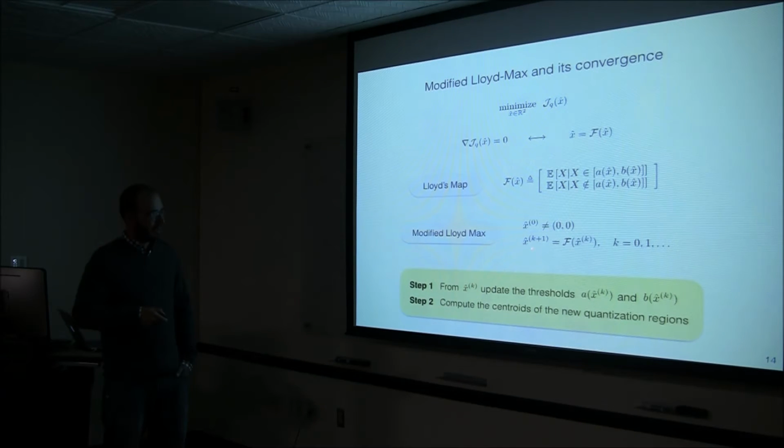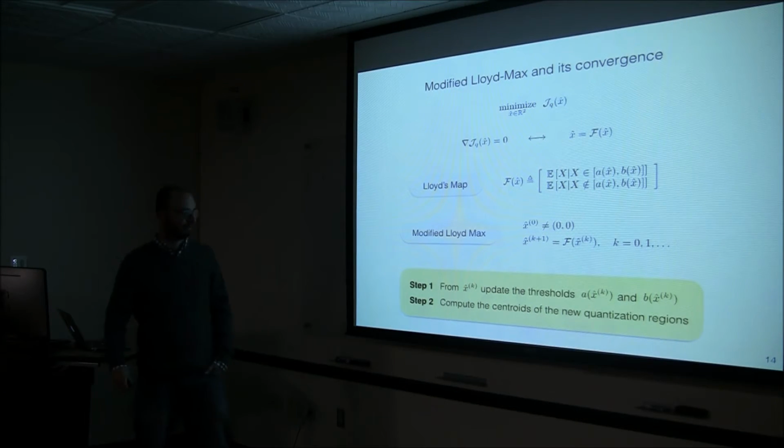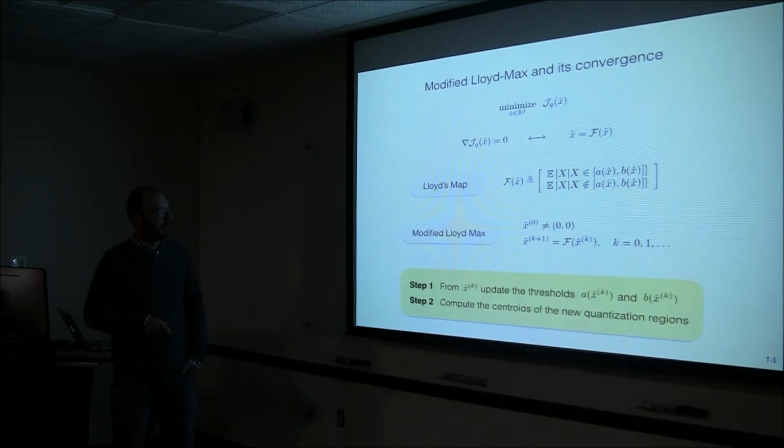Now, each iteration of this procedure consists of two steps. From a pair of representation points x hat k, you update the thresholds according to the equations I showed at the beginning of the talk for A and B. And from this pair of thresholds, you compute the centroids of the new quantization regions. So this pair will define a quantization region, right? So you compute the centroids. These are the same steps as in the Lloyd-Max algorithm for obtaining optimal quantizers.